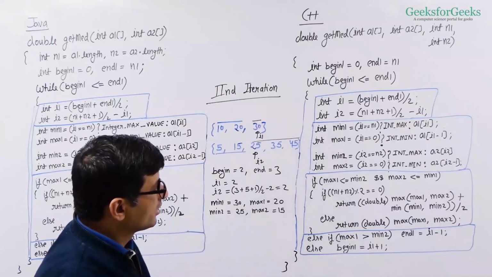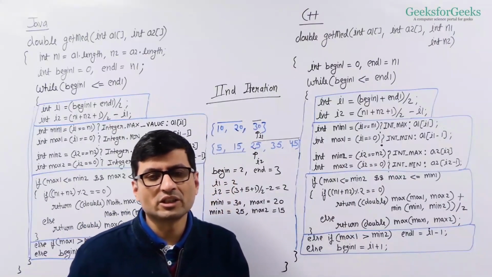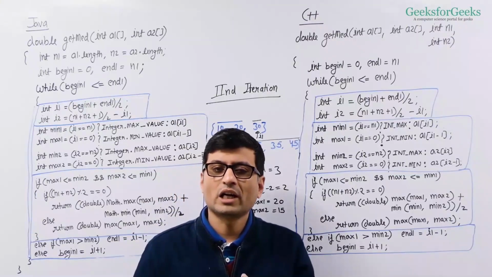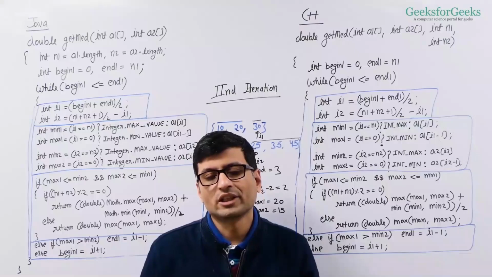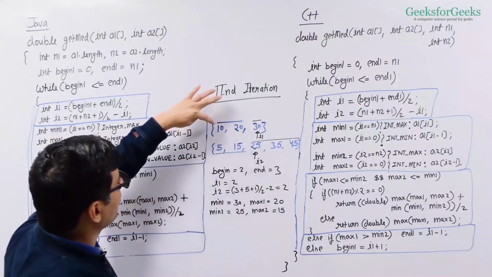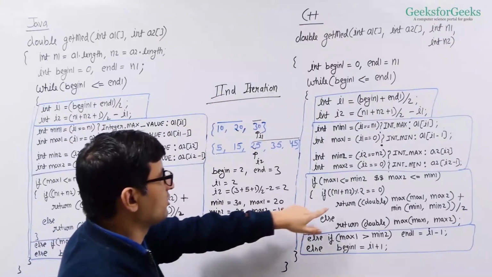right half. So what we do here now is, we check if we have total even elements in the array. If we have total even elements in the array, then we need to return average of the middle 2 elements. And if there are odd elements, then we need to return the middle element. So here, if you see, we have total even elements. We have 3 plus 3, 6 plus 2, 8. So we fall into this case.